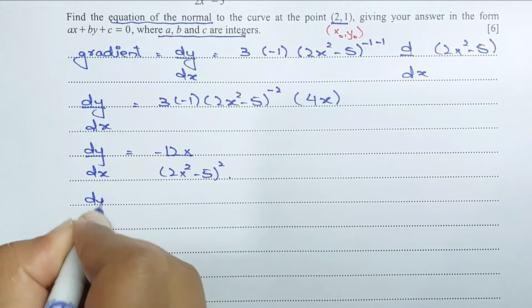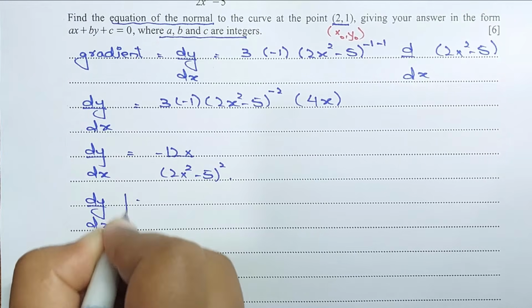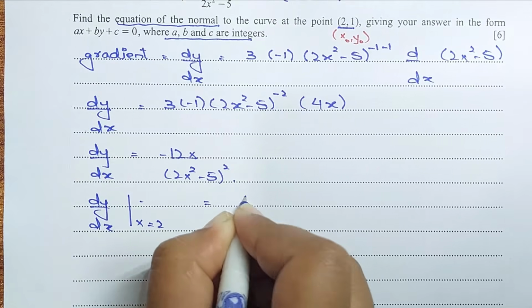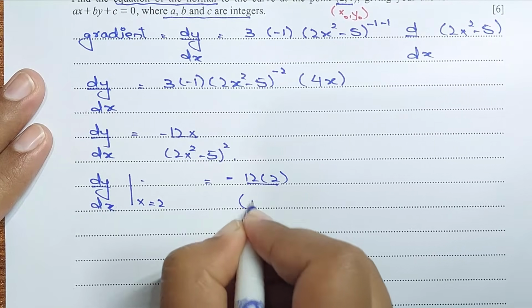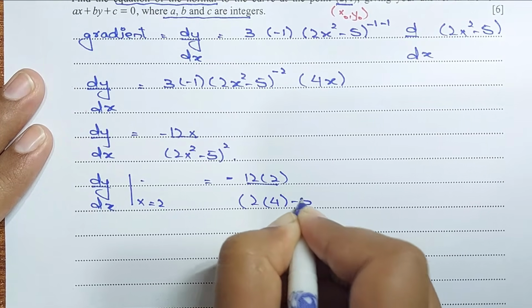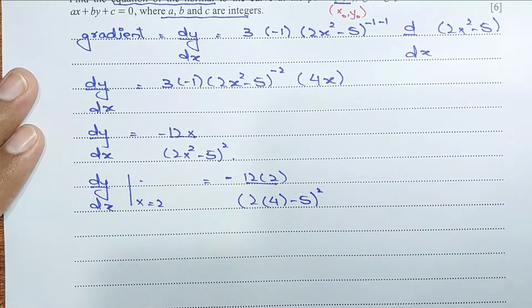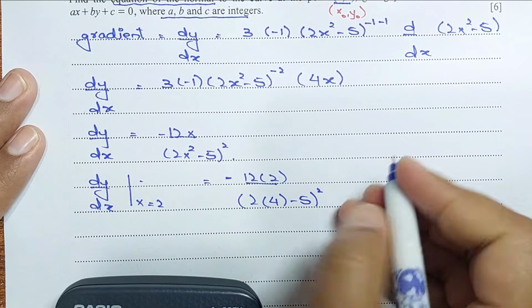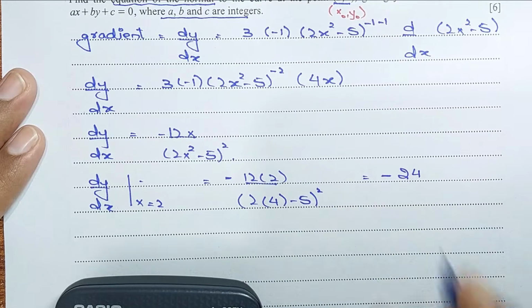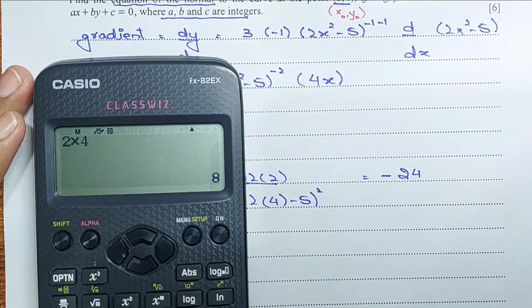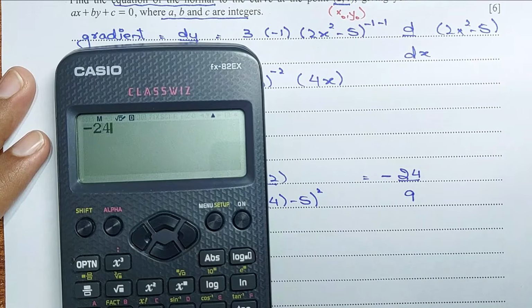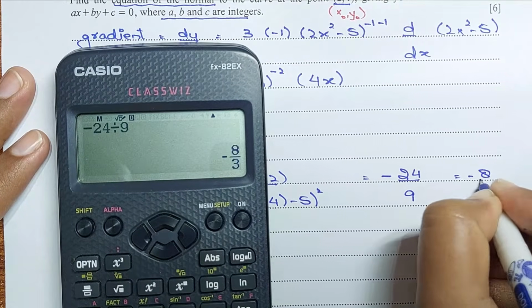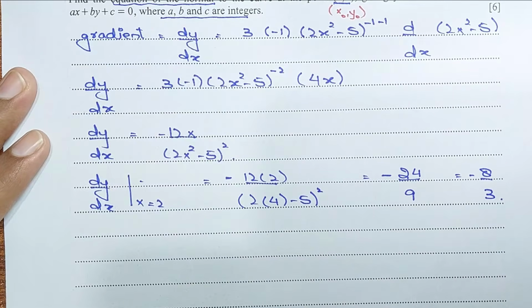And we can say dy over dx at x equals 2, we have to solve. So 12 times 2 over, negative is outside, right? 2 into 4 minus 5, whole square. I did 2 square is 4, right? So 12 times 2 would be 24, negative of 24. And 2 times 4 is 8, minus 5, its square is 9. So minus 24 over 9. Negative 24 by 9 is negative 8 over 3. That is the slope, right?